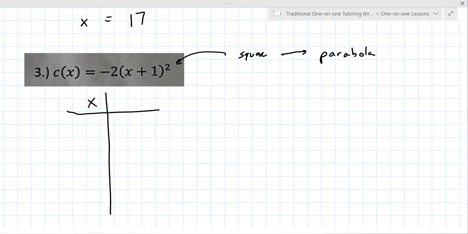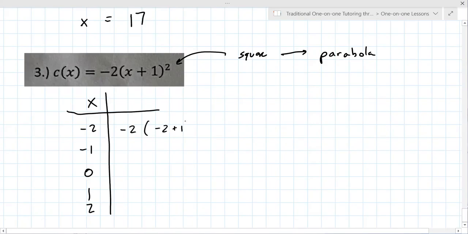Okay, so then I guess I do 2, 1, or do you start with -2 or +2? I would start with -2. Okay, so -2, -1, 0, 1, and 2. Yeah, and you're putting these into the function here. So, I'm going to do this off to the side. So it's -2, and then -2 plus 1 squared.